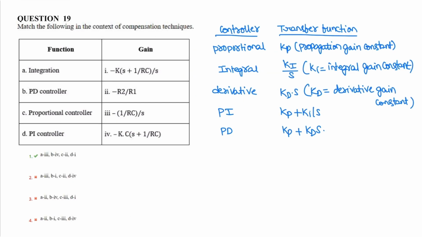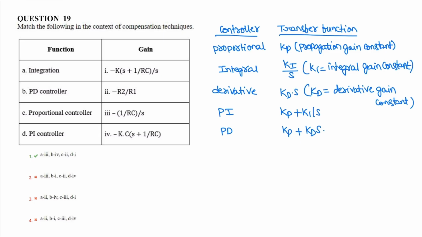Next, match the following in the context of compensation techniques. There are four compensation techniques: proportional controller, Kp, the proportional gain constant; integral controller, Ki by S; derivative controller, Kd into S, where Kd is the derivative gain constant and Ki is the integral gain constant; and the combinations of these, proportional integral controller, Kp plus Ki by S, and proportional derivative controller, Kp plus Kd into S.